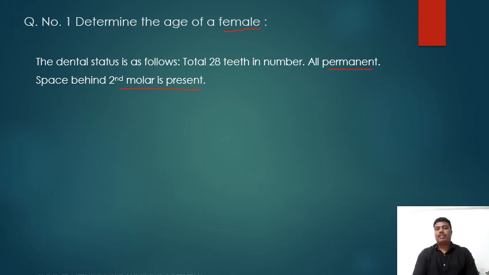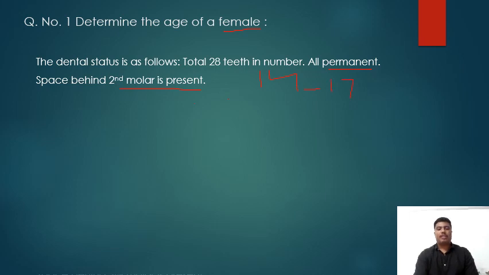So that means that the age is greater than 14 years because after 14 years there are no temporary teeth in the oral cavity and they all are permanent, and also the space behind second molar is present, which means the third molar has not appeared. Third molar appears at the age of 17 to 25 years. So the age of this female is between 14 to 17 years according to dentition.